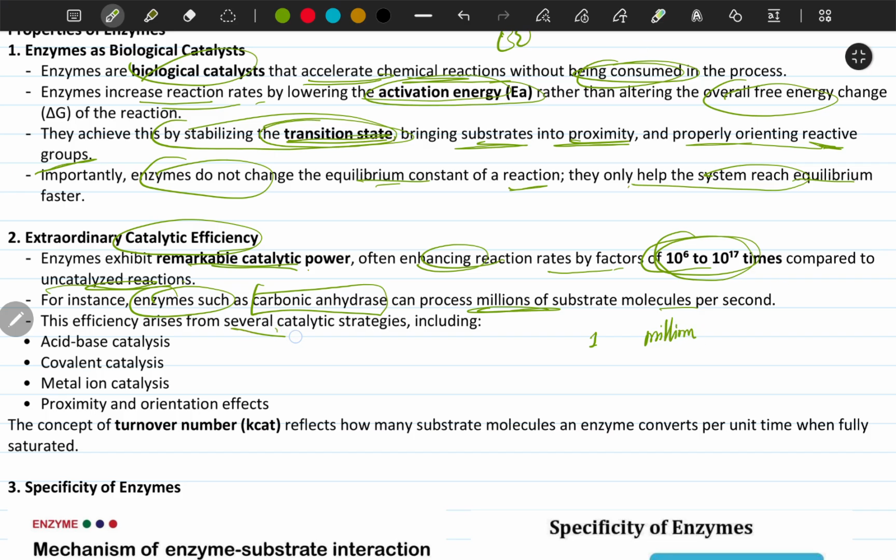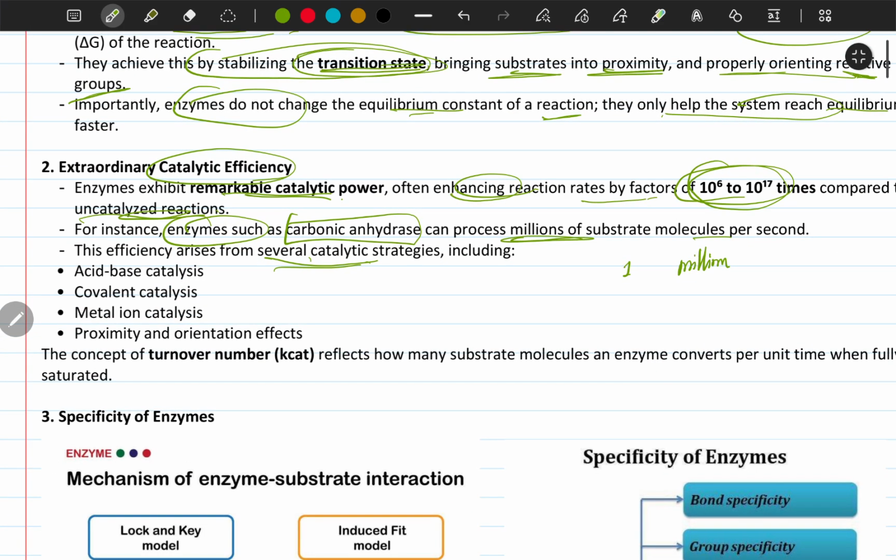This efficiency arises from several catalytic strategies. How does this occur? Number 1, acid-base catalysis. Number 2, covalent catalysis. Number 3, metal-ion catalysis. Number 4, proximity and orientation effects.